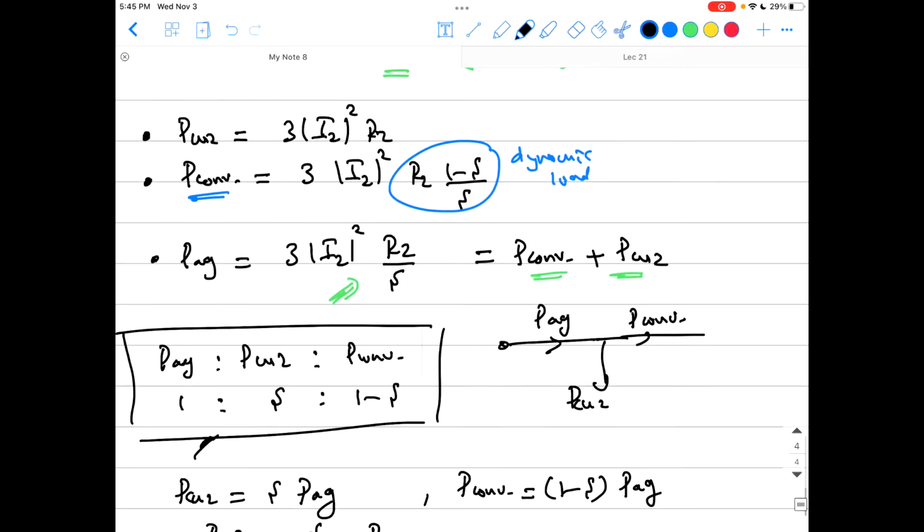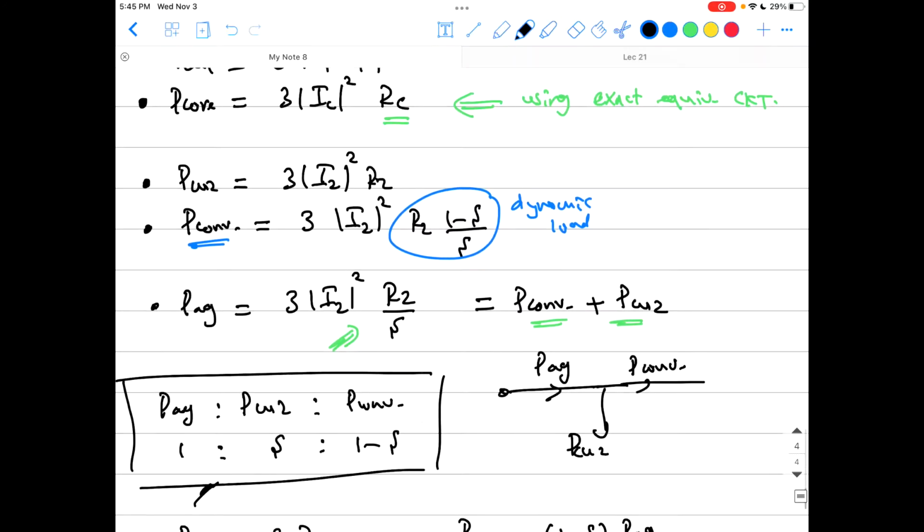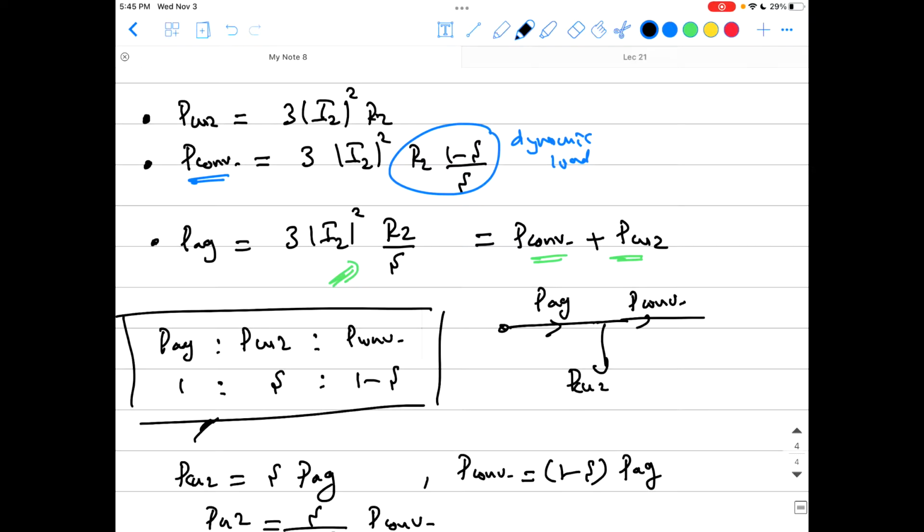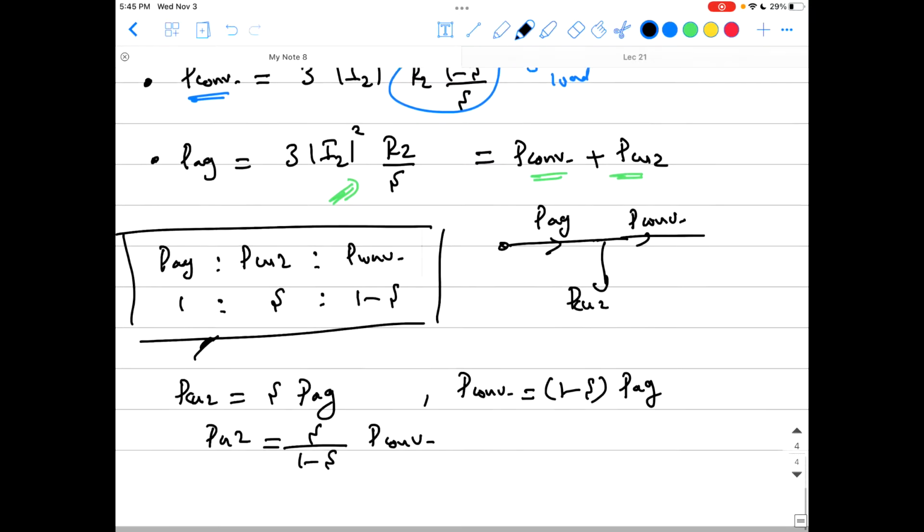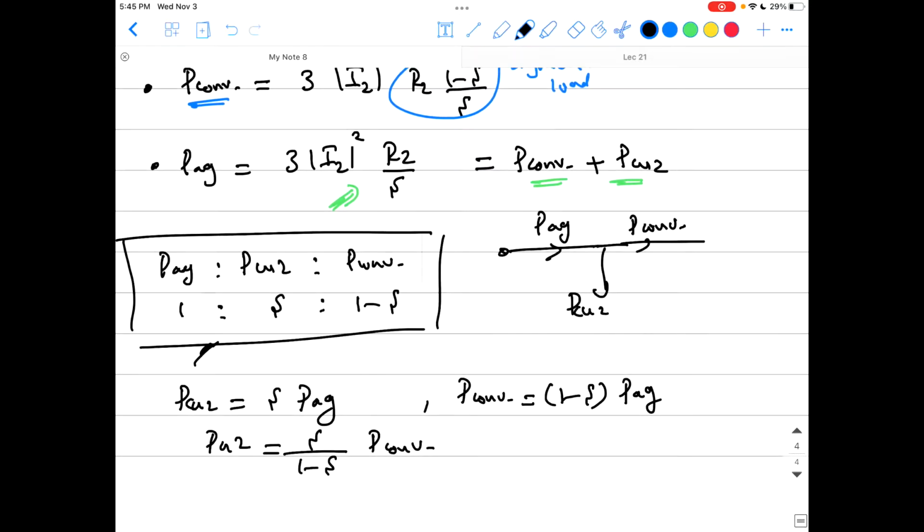So you just need to calculate just one of them using the current. Calculate the air gap power, maybe 3 I2 squared R2 over S, and you don't need to calculate the other two using the currents and all that stuff. It's just that easy using this ratio relationship. You can use it directly. Okay, guys? That sounds good.